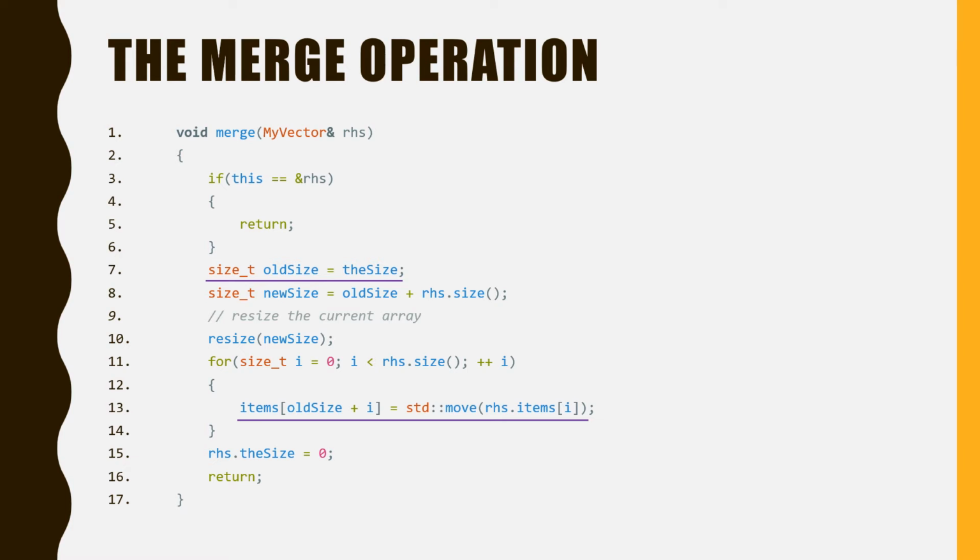In line 10, we resize array A to the total size of A and B. Then, in the for loop between line 11 and 14, we move the data elements from array B to array A. Note that the indexes of the elements are all offset by the original size of array A. Finally, in line 15, we set the size of array B to 0, implicitly clearing the array.